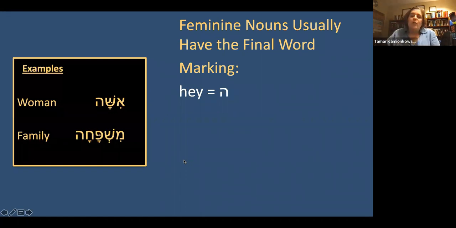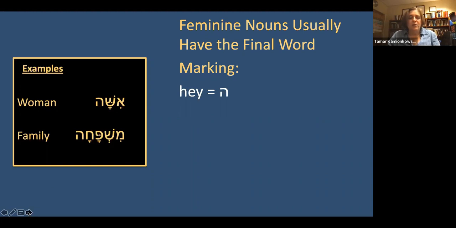All right. One way of determining whether a noun is masculine or feminine is by looking for the feminine marker. The vast, vast majority of Hebrew nouns that have a hey at the very end are likely to be feminine. So isha, woman, the hey at the end is an indicator. Mishpacha means a family. And the Hebrew word for family is grammatically feminine, thus the hey at the end.